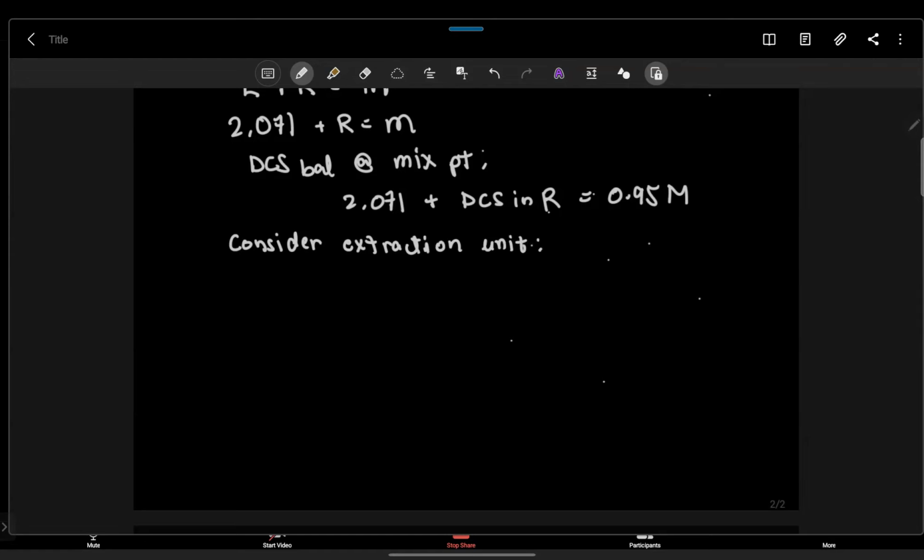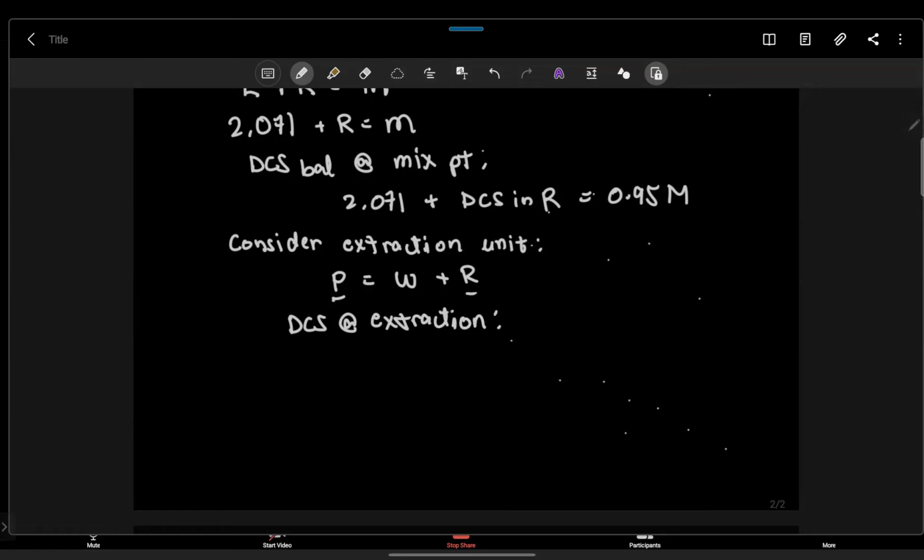Okay, so sa extraction, di ba, meron tayong product coming from the mixing tank. And ang outlet niya is yung waste stream plus yung recycle stream. Tama ba? Well, we don't know P, we know W, but we don't know R. Okay, so we have two unknowns here. Okay, so wala tayong napala sa overall balance sa extraction unit. How about DCS balance, DCS at extraction unit.